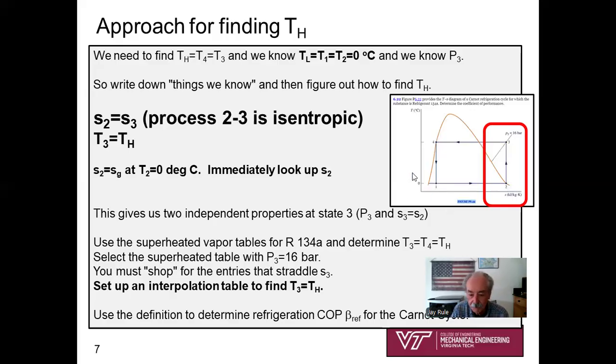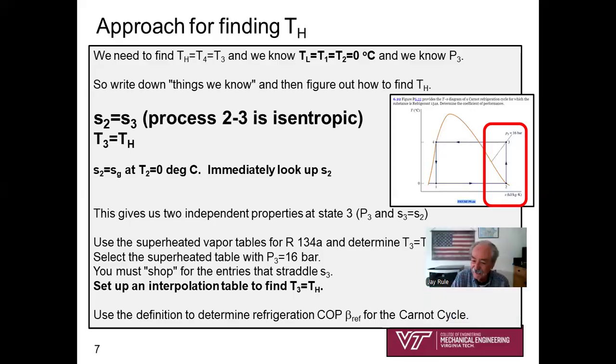We're just going to go to the temperature table and write down S sub G, aren't we? State 2, saturated vapor. We'll write it down. Then we visually see the phase of state 3, superheated vapor. We will go to the superheated vapor refrigerant tables. We'll find 16 bar. We're going to shop around for the correct S value, and we probably will interpolate to find T3. And then we're basically done. Get it? Okay. Look how easy that is if you know the fundamentals.